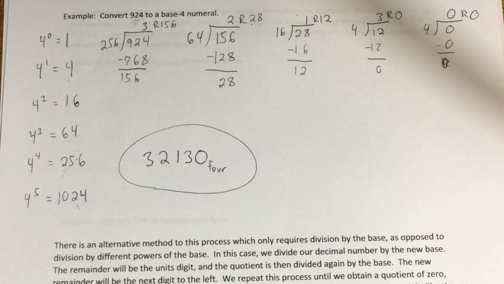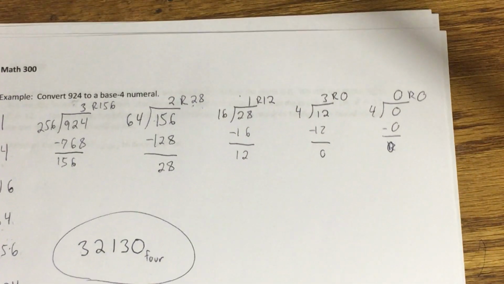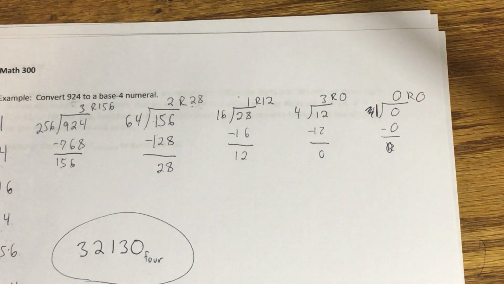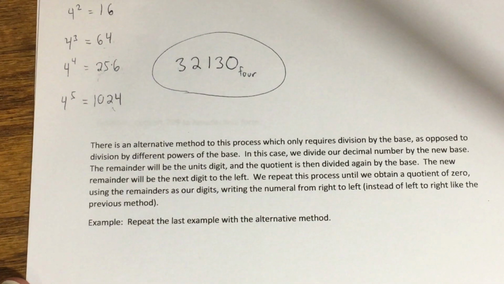Fortunately, there's an alternative approach that allows us to only ever have to divide by what the base is and not divide by powers of that base. I just realized I made a mistake here. I wanted to not divide by 4. I wanted to divide by 1. That was the next place value. I get the same result, though, so it doesn't change anything.